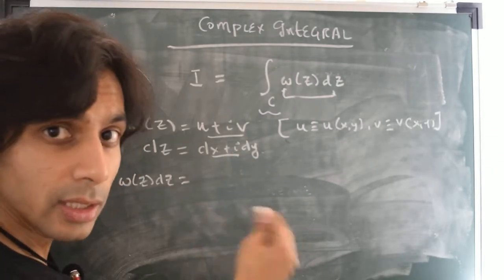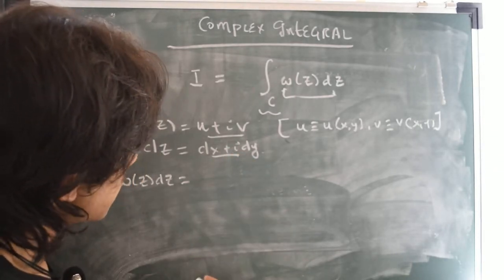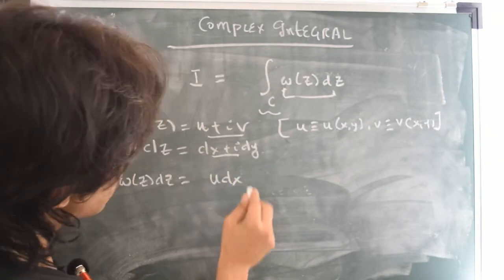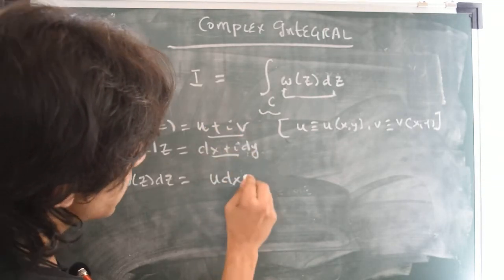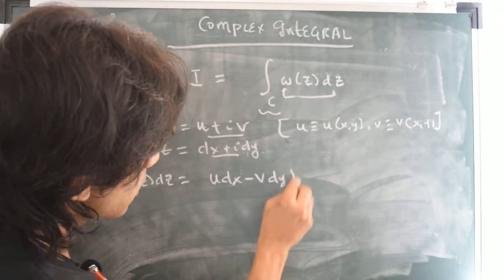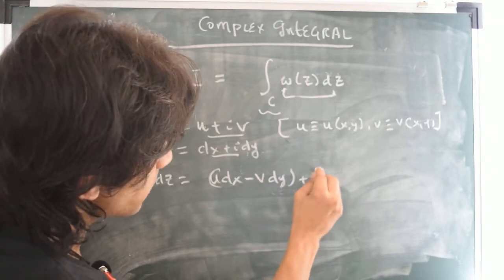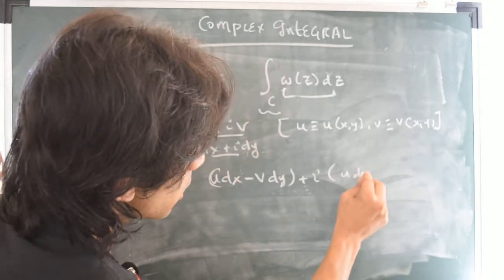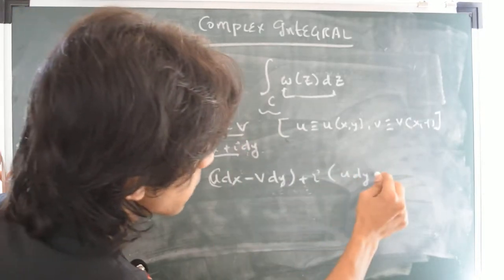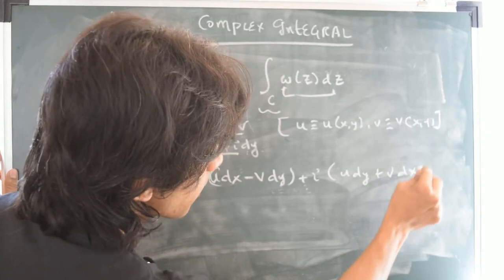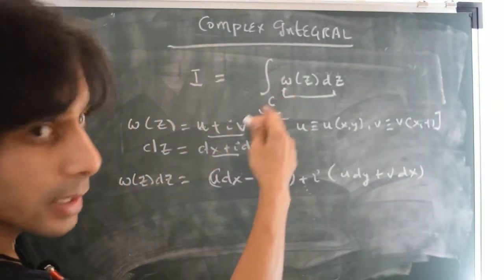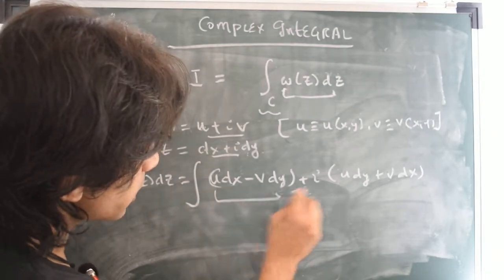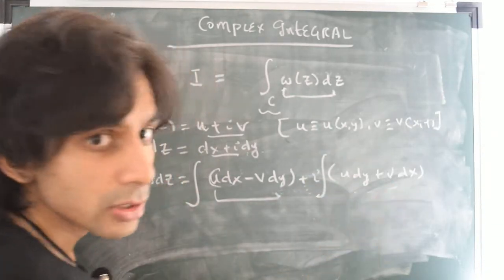If we separate the real and imaginary parts, in the real part we'll have u times dx, and then minus v times dy, that's one part, plus i times, we'll have u times dy plus v times dx. So whatever this integral is, it is an integral of this quantity plus i times an integral of this quantity.